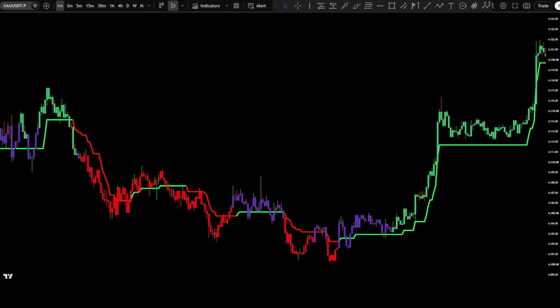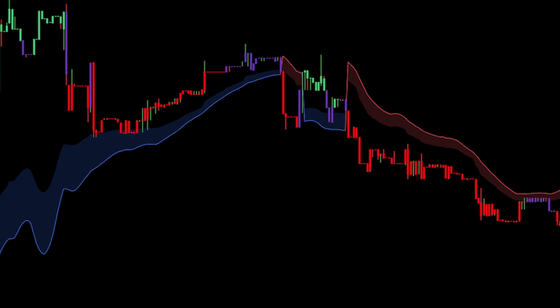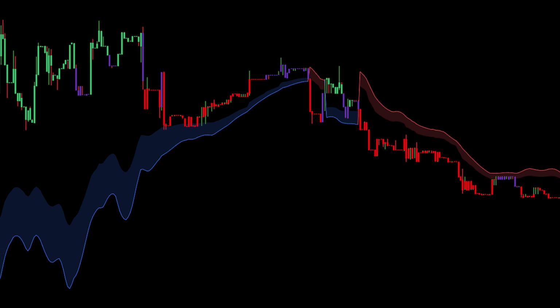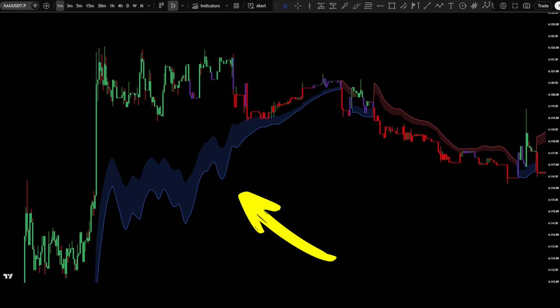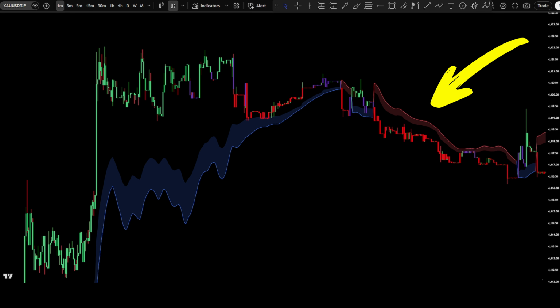We use both its color and the position of the candle body in relation to the line. Finally, let's understand the smart trail cloud. The smart trail cloud acts as a visual trend filter, with blue indicating a bullish condition and red indicating a bearish condition. In this strategy, we use the color of the cloud as an entry confirmation rather than using the cloud itself for stop-loss placement.